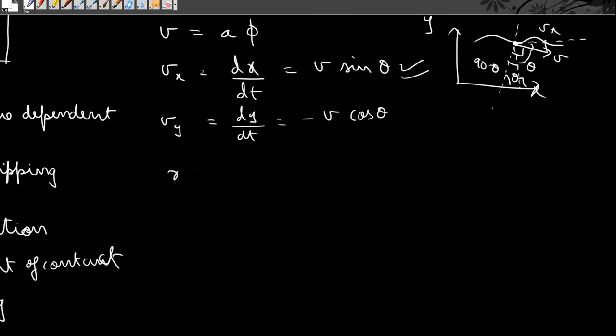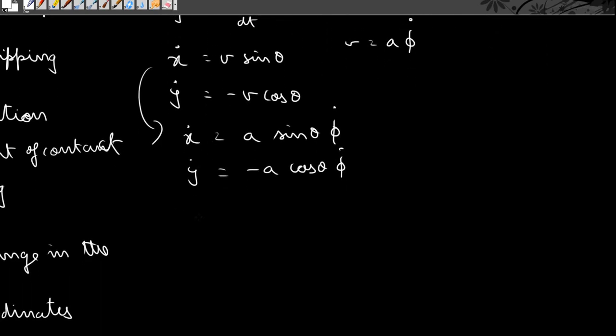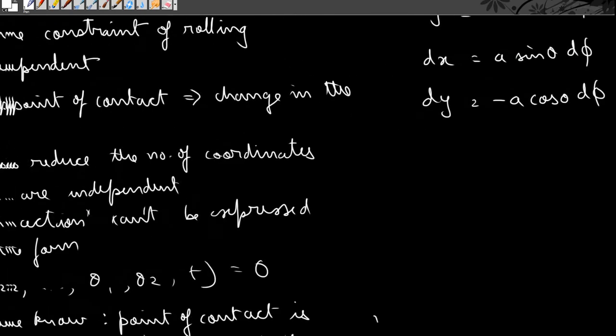Okay, so we have x dot is equal to V sin theta and y dot is equal to minus V cos theta. But we know that it is equal to a phi dot, so this will become x dot equal to a sin theta phi dot and y dot equal to minus a cos theta phi dot. So this becomes dx equal to a sin theta d phi and dy equal to minus a cos theta d phi. And this is what we mean by this.